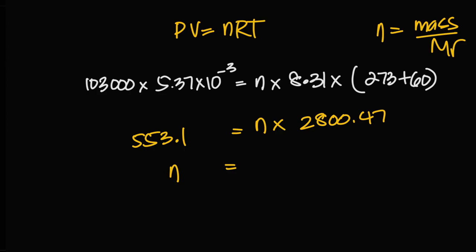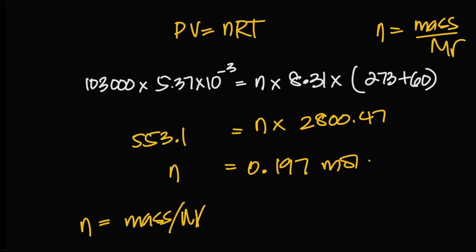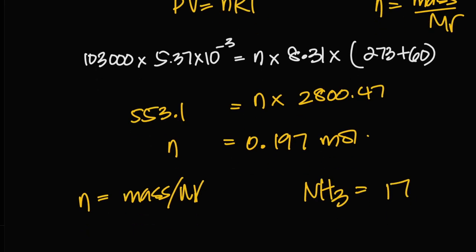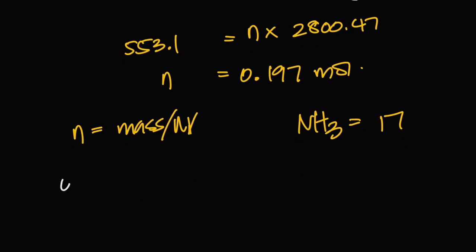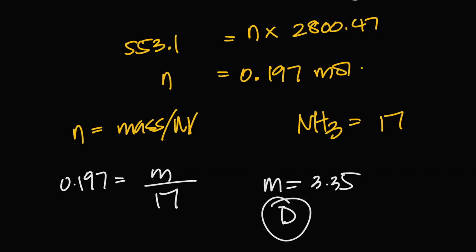553.1 divided by 2800 is 0.197 moles. Then you got to plug this into mass over MR. And the gas is what? Ammonia. So the MR is 17. So then 0.197 is equal to mass over 17. You get how much? 3 point something. So therefore the answer in this case would be D, 3.4.